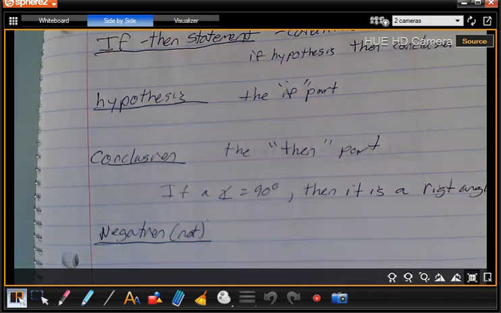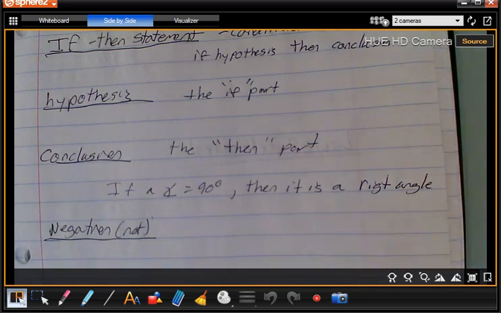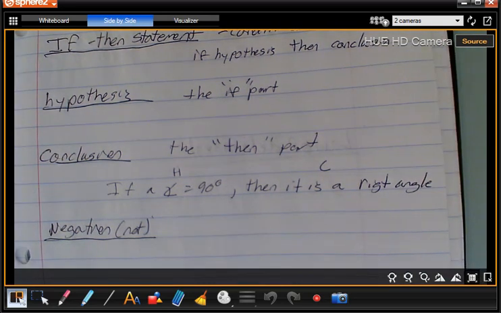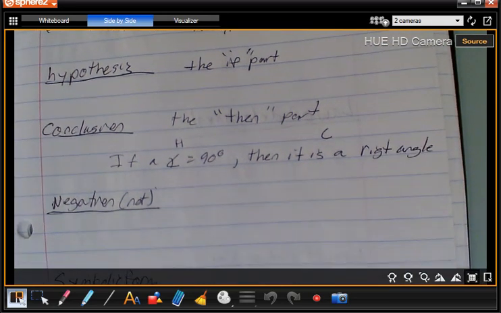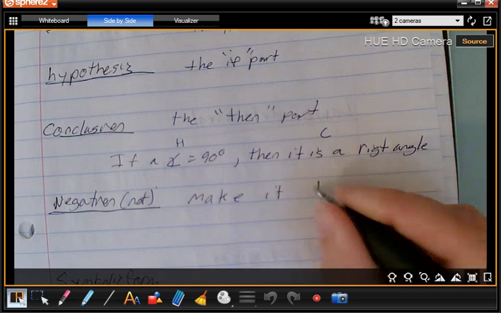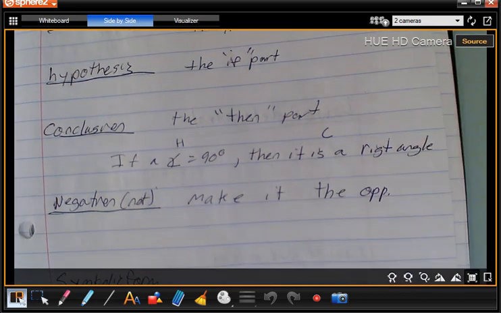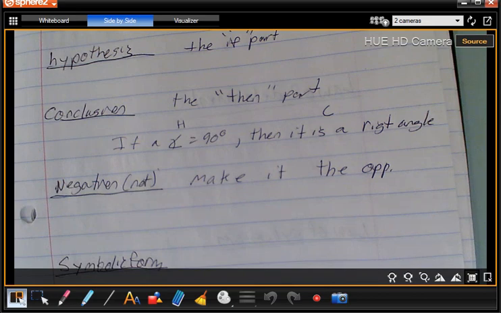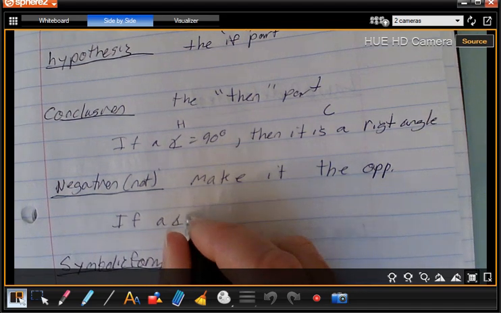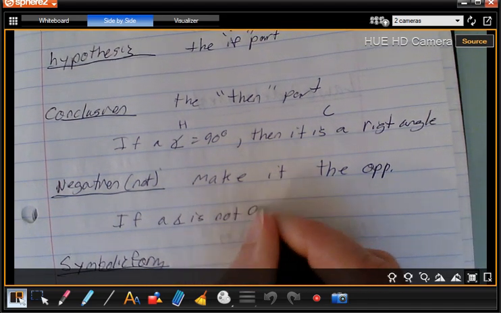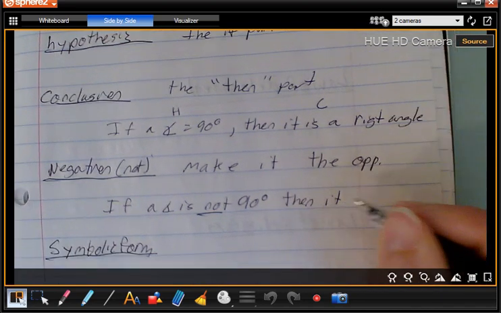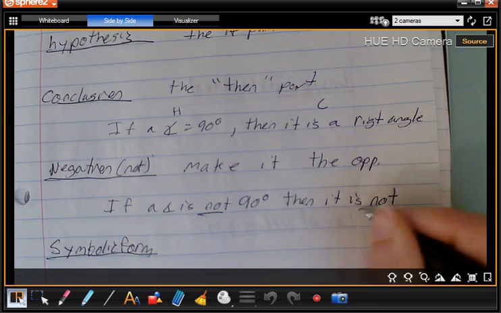Okay. This is my hypothesis. This is then my conclusion afterwards. Okay, so negation, making it not. Make it the opposite. And this is dependent. If there was a not in there, you would not put another not there. You would take it out. So this is, if an angle is not 90 degrees, then it is not a right angle.